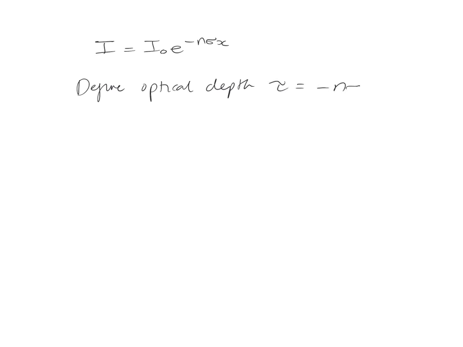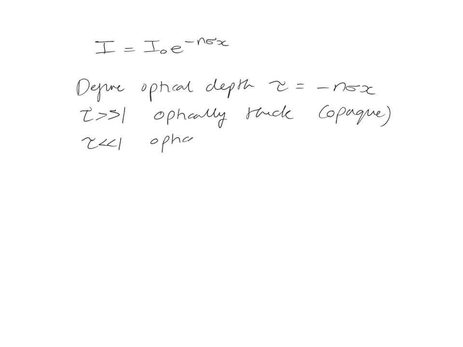Now we use a number of other definitions that I just want to mention here before we end. So let's write down this equation again. I is I naught e to the minus n sigma x. We define the optical depth, tau, to be equal to n sigma x. If tau is much, much bigger than 1, if you look at that equation, no light's getting through. This is optically thick or opaque. If tau is much smaller than 1, this is optically thin. Most photons go through.